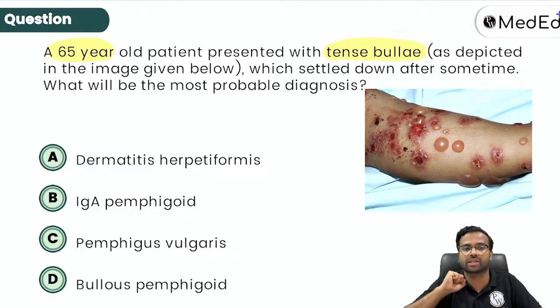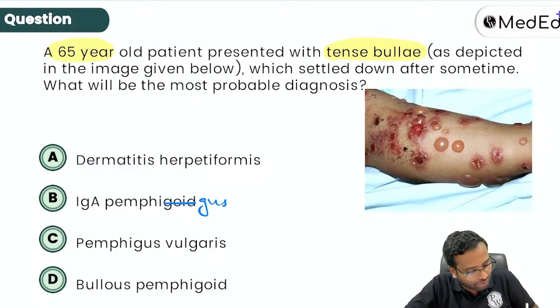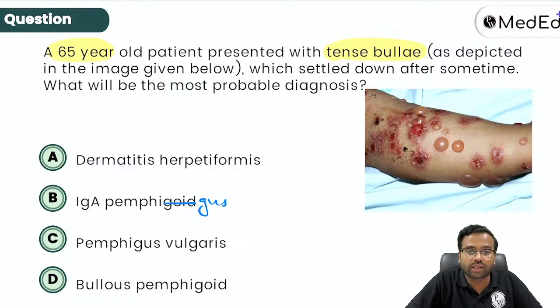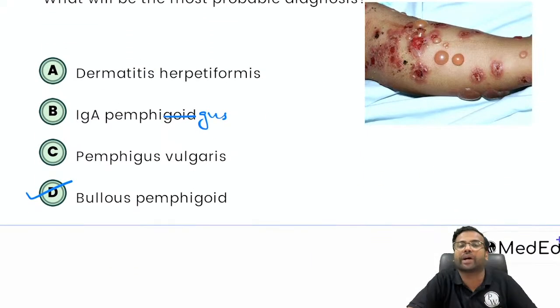Now see the options. Dermatitis herpetiformis. IgA should not be pemphigoid. It is going to be IgA pemphigus. That was a clerical error. Pemphigus vulgaris and bullous pemphigoid. How many of you can answer this? So yes, many of you are answering it as G. Excellent, very good. Now what makes you answer it as bullous pemphigoid?